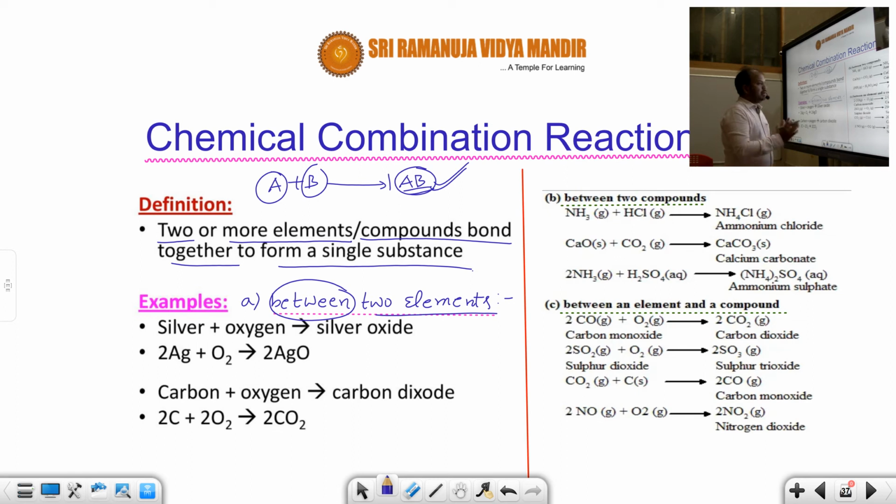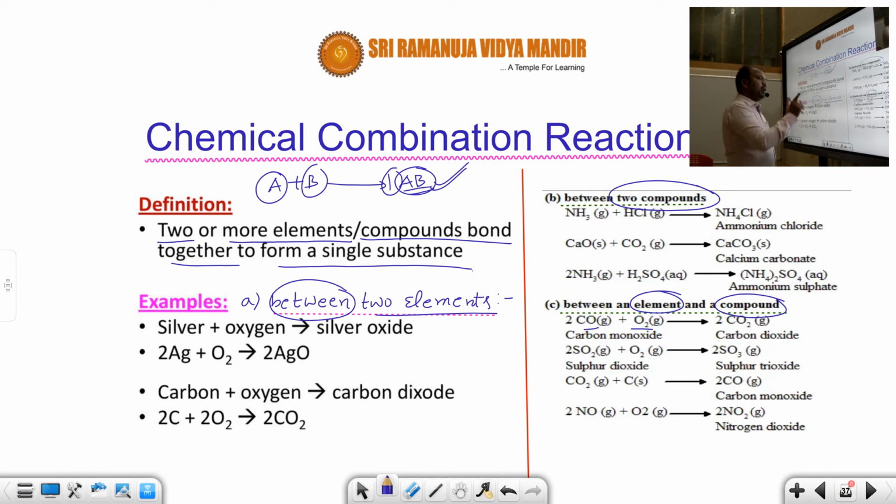So combining elements is possible, as well as between 2 compounds. That means compounds combined to form only one new substance. Another one is element and compound combined. Element and compound combined, only one new substance will be formed. That is called a chemical combination reaction. In chemical combination reactions, on the product side, how many new substances will be formed? Only one new substance will be formed.